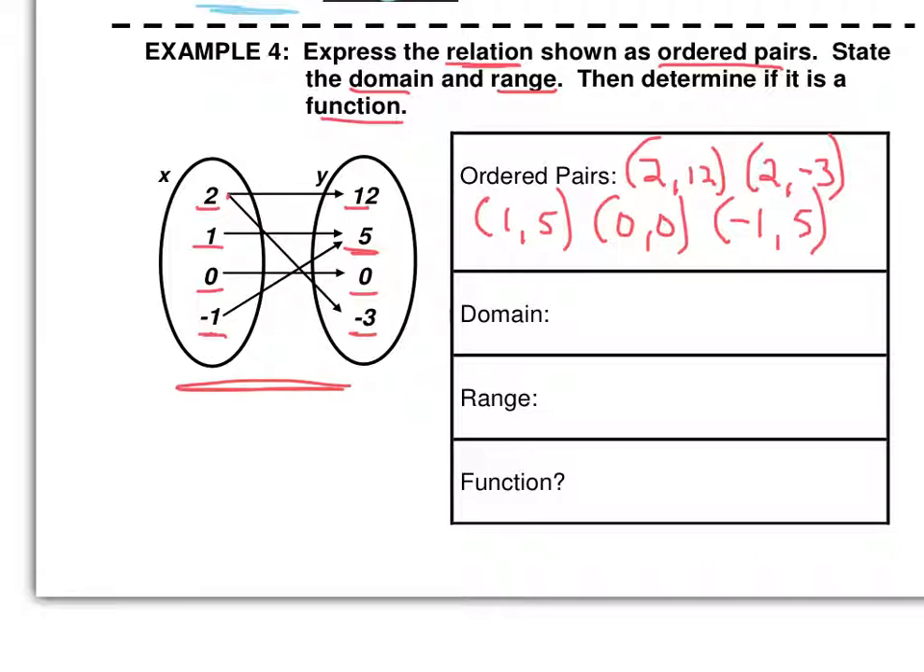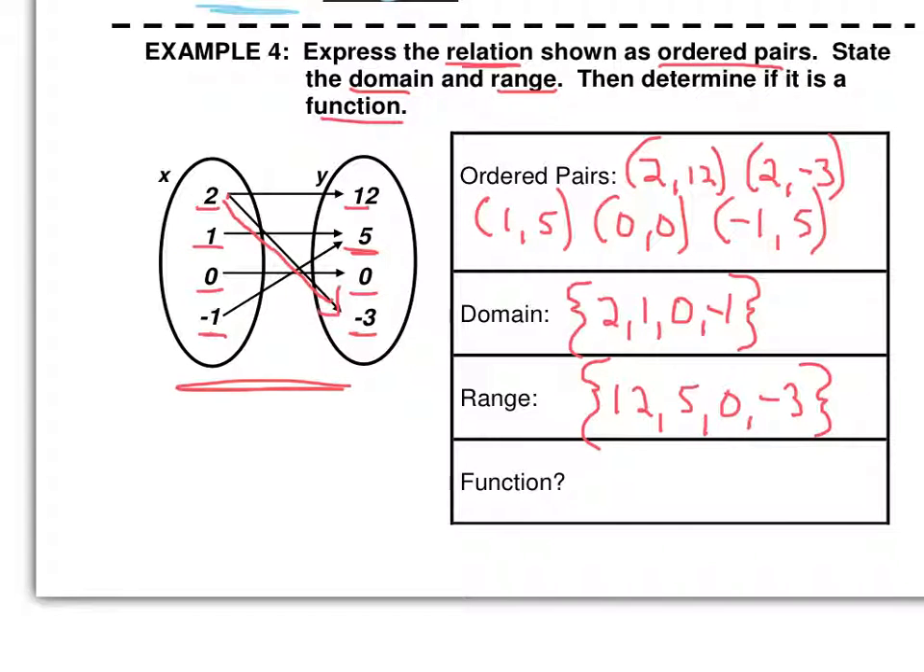Now your domain is where you list all of your x values. So I have a 2, a 1, a 0, and -1. That's pretty easy. And then the range is where you list your y values. So you're just going to list a 12, 5, 0, and -3. And then is this a function? Remember, each x can only go with one y. Well, this x over here is going with two y's. So it can't repeat. So because the x repeats, and you can see it repeats here, there, and there, is this a function? No.